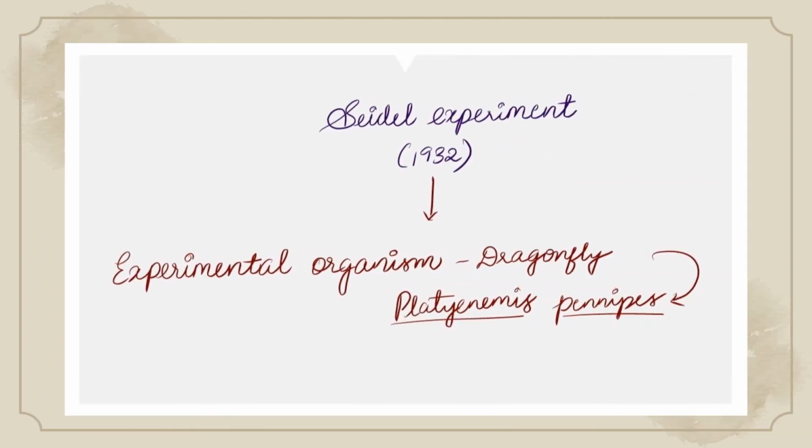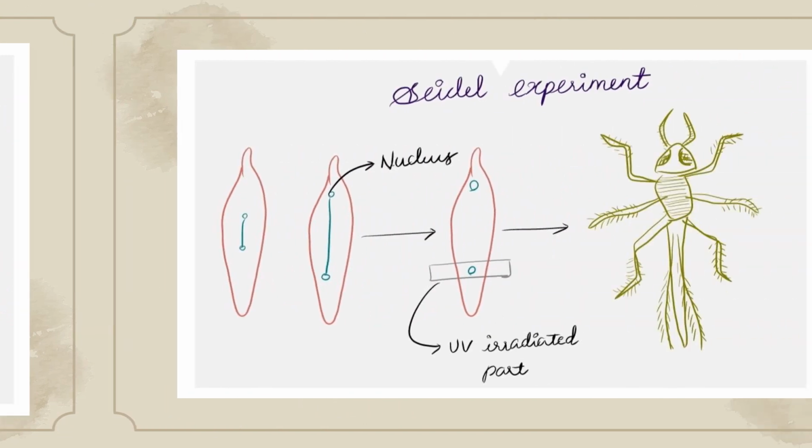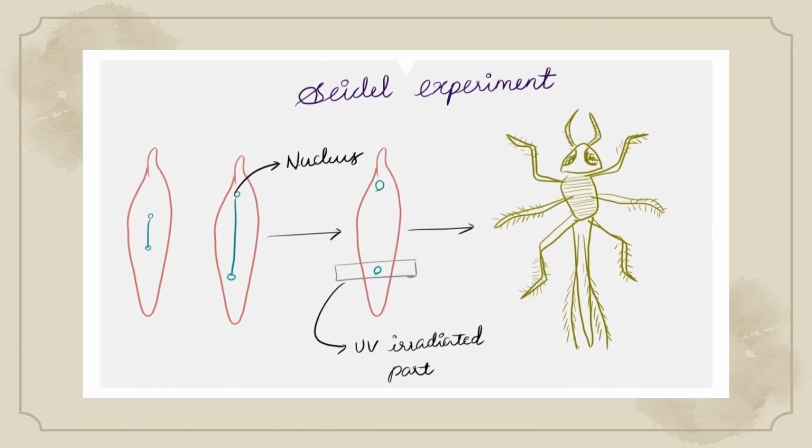So the next one is Seidel's experiment, which was done in the year 1932. Seidel took the experimental organism as the dragonfly. So we move on to the experiment. Now the Seidel experiment.